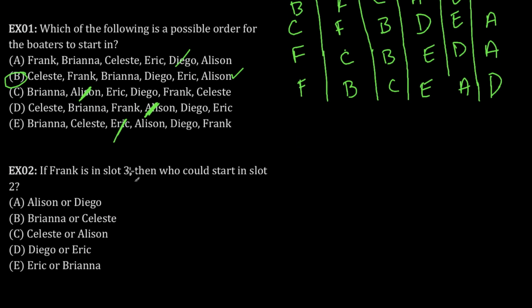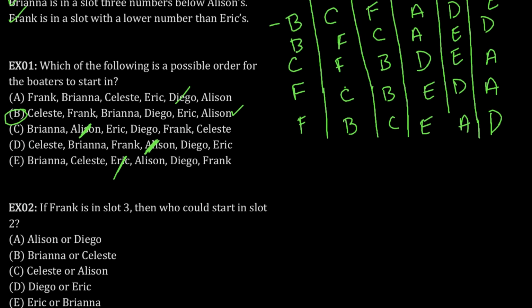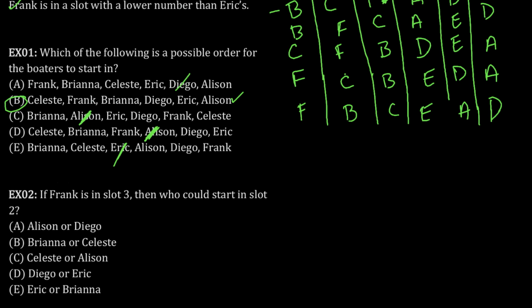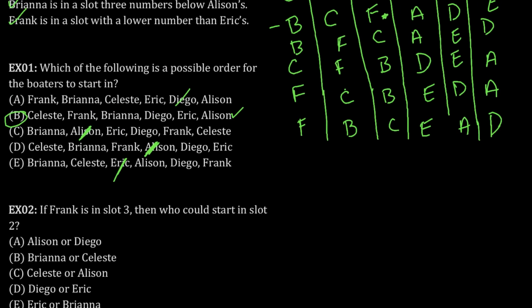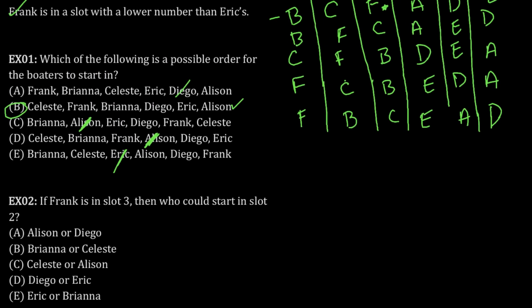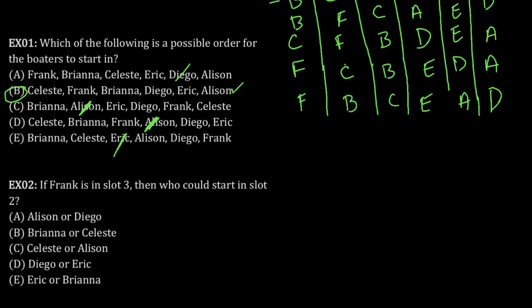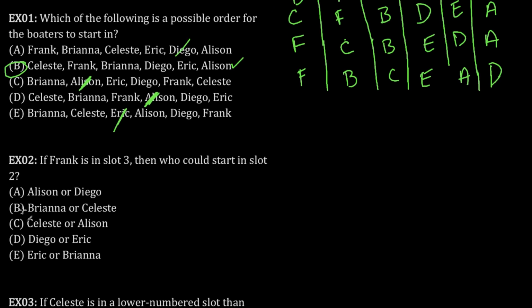So, if we look at example 2, it says, if Frank is in slot 3, then who could start in slot 2? So, we're going to put Frank in slot 3. Frank in slot 3, I'll put a star. Oh, there it is. I was about to say, you can only be in one spot. Then, who could start in slot 2? So Brianna or Celeste, B or C. That was easy.